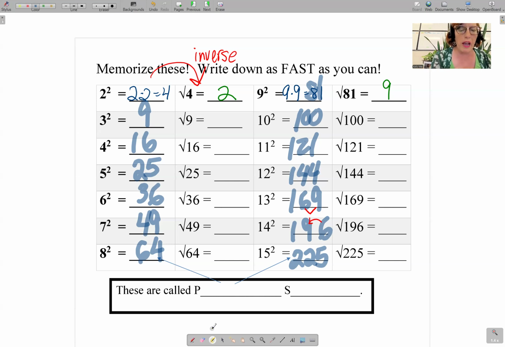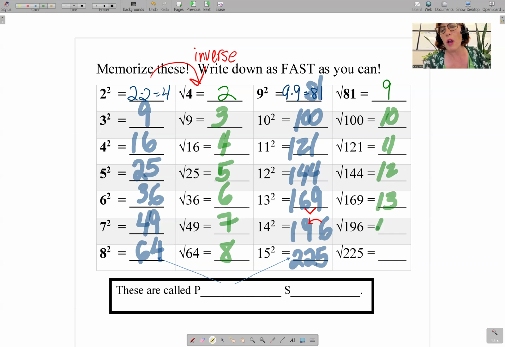And then working backwards, the square root of 9 is 3, square root of 16 is 4, square root of 25 is 5, and down you go. Again, both the squares and square roots must be memorized, at least 2 through 15.